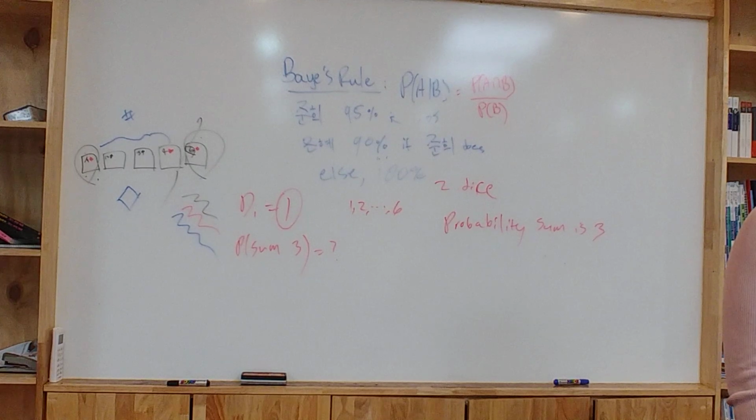1 over 18. Why? Because x plus y equals 3 is first die is 2 and second die is 1, or first die is 1 and second die is 2. It is 2 cases and total cases is 36. So 2 divided by 36 is 1 over 18. Yes. Wow.